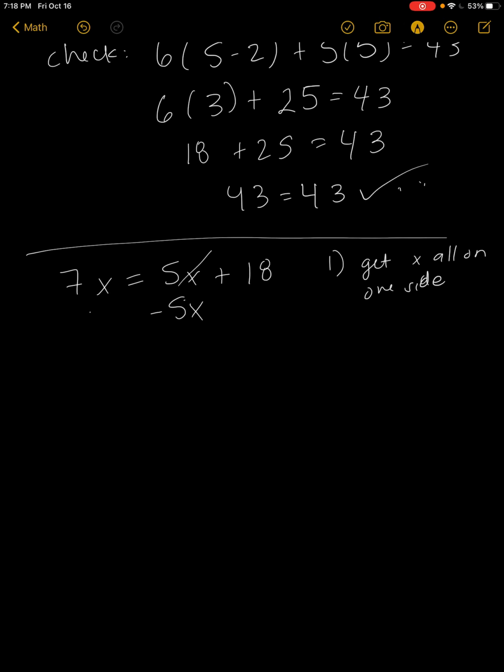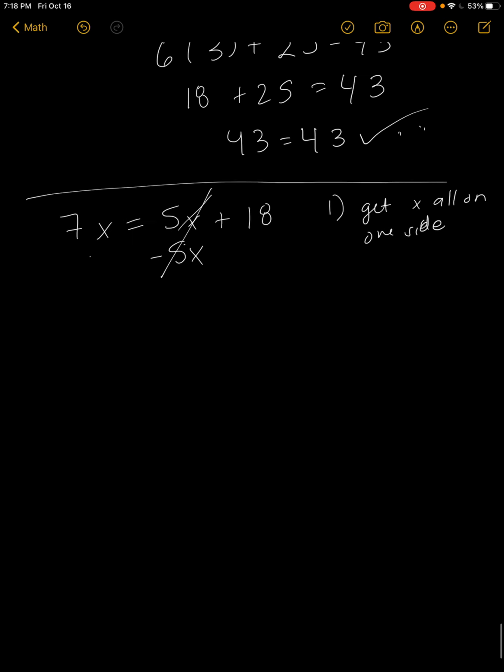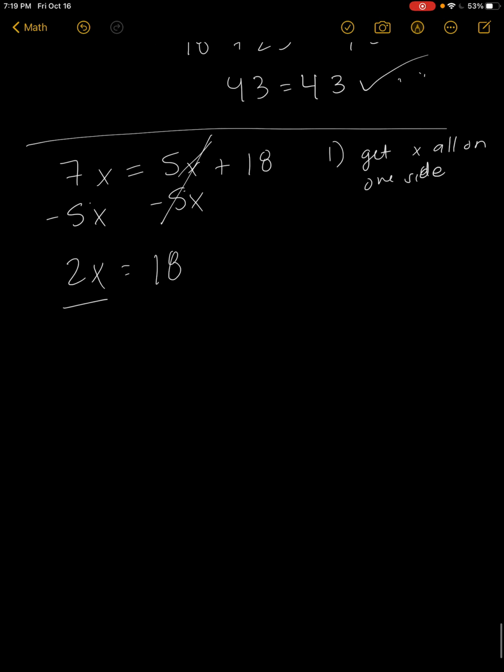The way I can do that is just by subtracting 5x, right? Because 5x minus 5x should give me 0, right? And if I'm going to do it to that side, I need to do it to this side, and they're like terms, so I can combine them, and I get 2x. And then I carry down my 18, divide by 2, x equals 9.